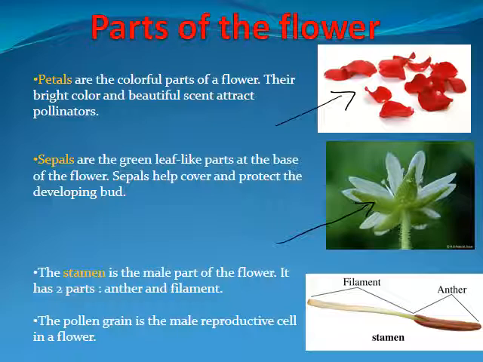They are green in color. They protect the developing buds, or they protect the flower as it is growing. Sepals are the green leaf-like parts. They grow at the base of the flower. Sepals help cover and protect the developing bud.